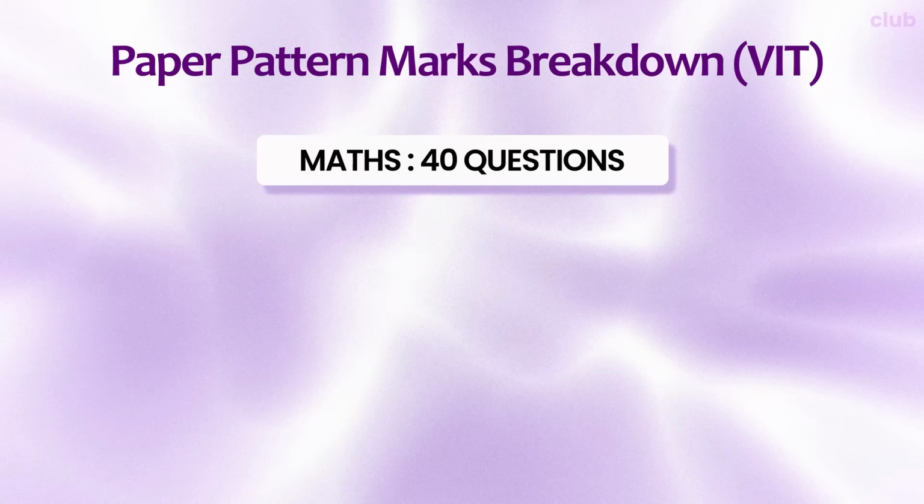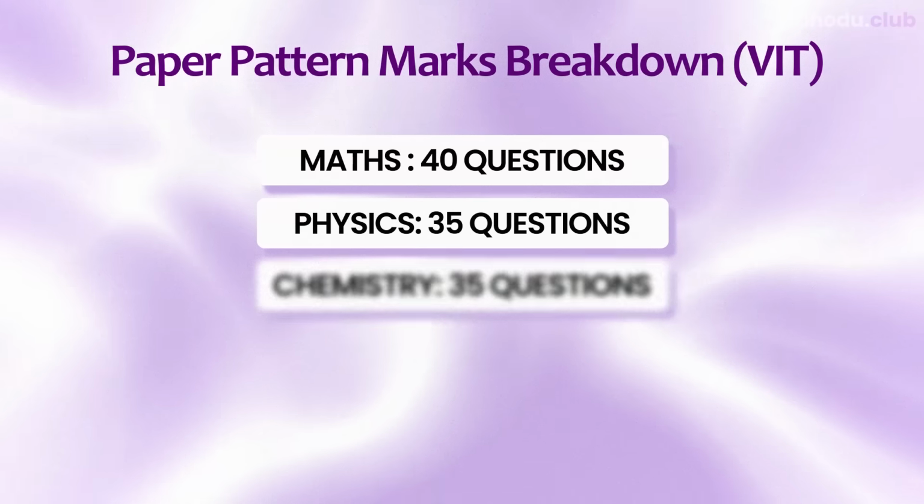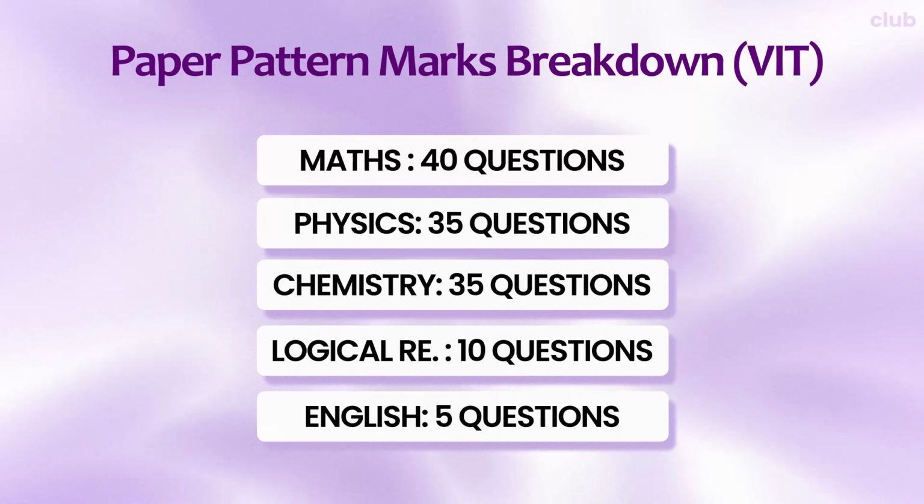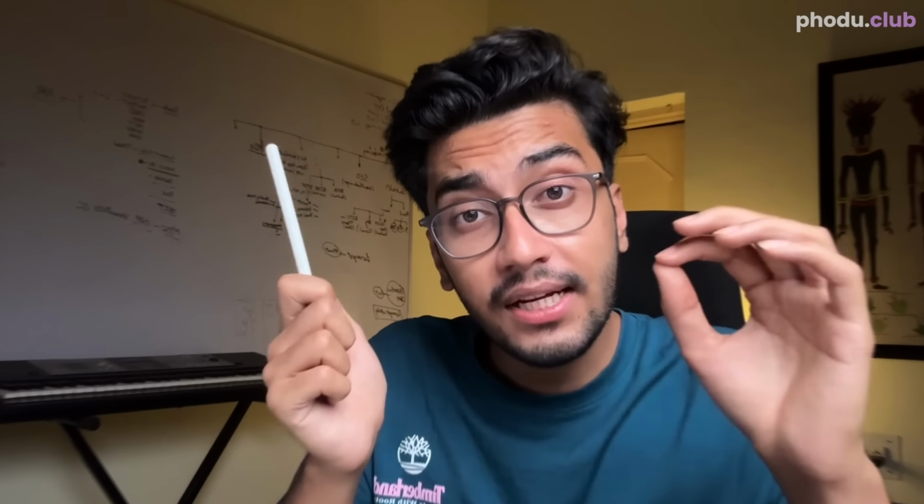So what is the breakdown of each particular subject? There are 40 questions from maths, 35 questions from physics, 35 questions from chemistry, as well as 10 questions from LR and 5 questions from English. This is basically the breakdown, and you'll have to do it in 2.5 hours. Now in an exam like VITEEE, it's very important for you to maintain your speed properly. Speed as well as accuracy, similar to that of BITSAT.